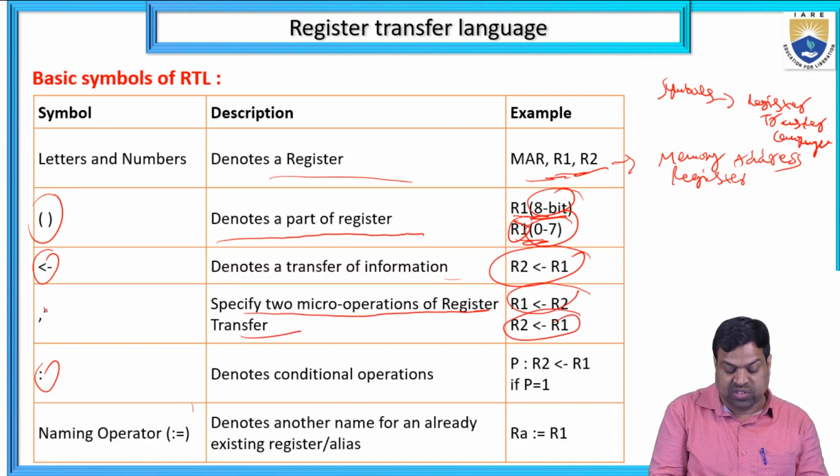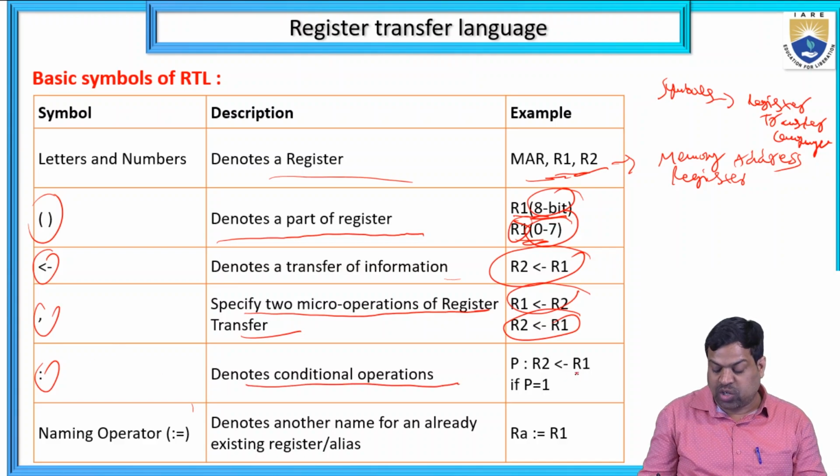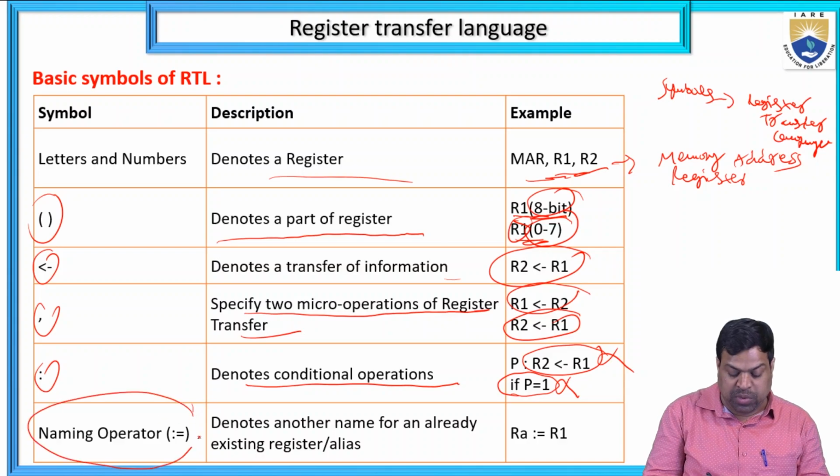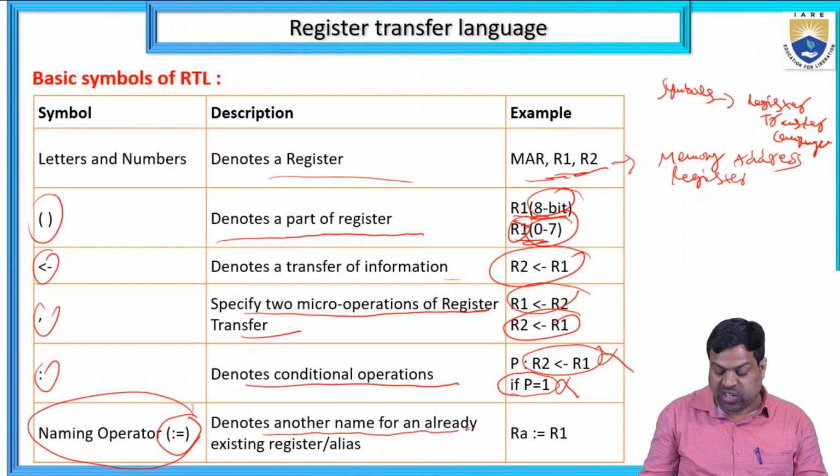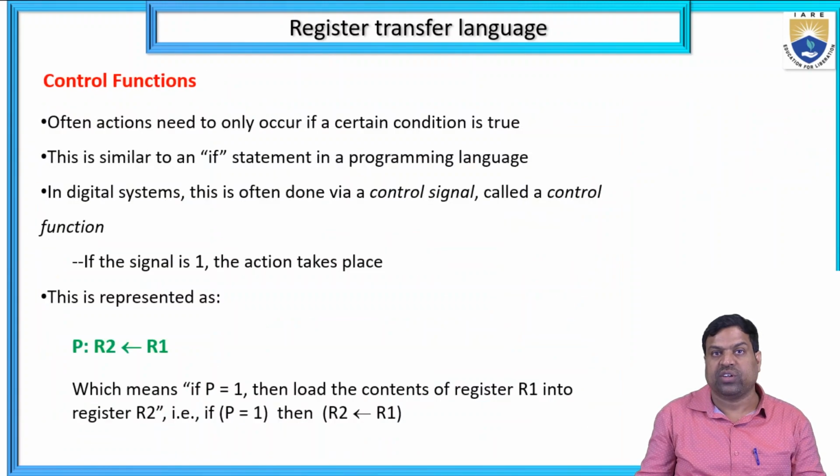And this symbol represents the conditional operation. Condition means an if condition, like this. If P equal to 1, then R2 gets R1. If P is not equal to 1, it means the condition is not satisfied. The naming symbol denotes another name for an already existing register, that is, RE equal to R1. And another is control functions.